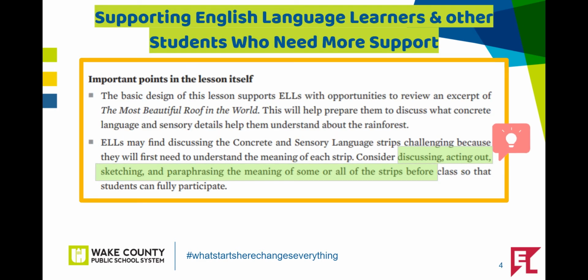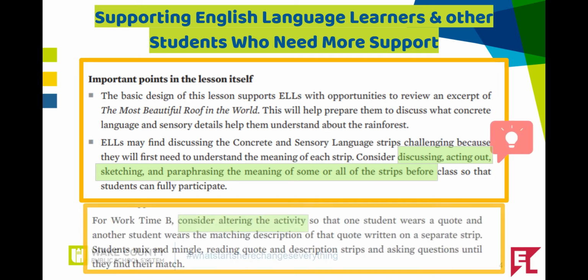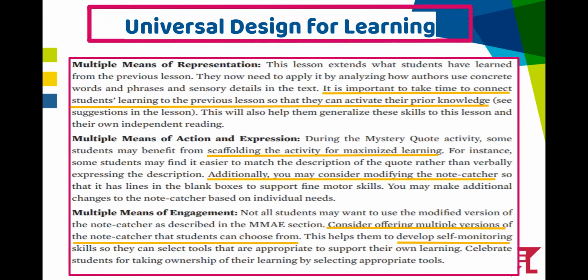This lesson supports ELLs and other students needing support with opportunities to review an excerpt of The Most Beautiful Roof in the World. This will help them prepare to discuss what concrete language and sensory details help them understand about the rainforest. Students may find discussing the concrete and sensory language strips challenging because they will first need to understand the meaning of each strip. Consider discussing, acting out, sketching, and paraphrasing the meaning of some or all of the strips so students can fully participate. Depending on the needs of your class, for Work Time B, consider altering the activity so that one student wears a quote and another wears the matching description.